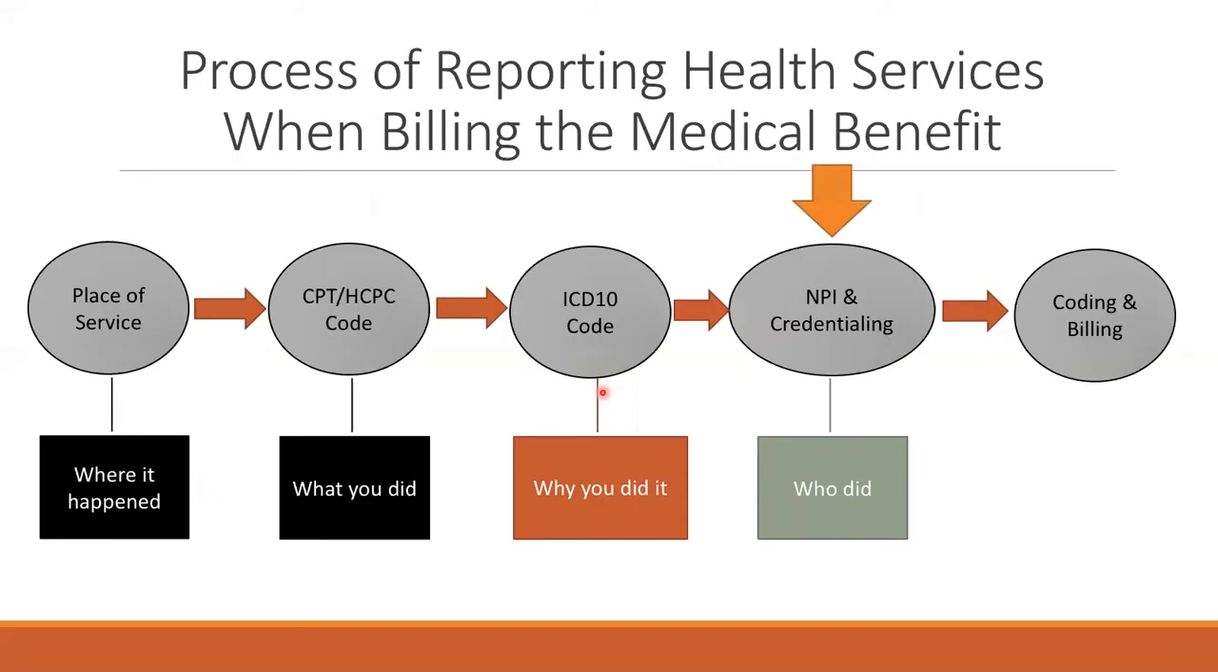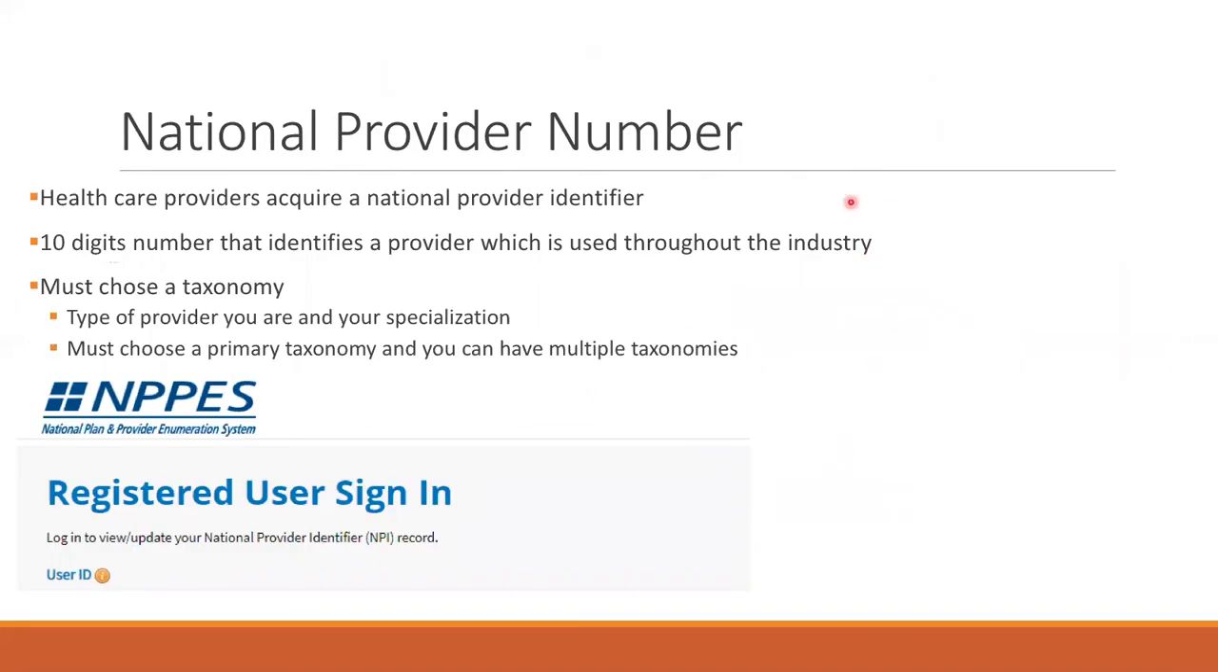So now we've gone through where it happened, what we did, and why we did it. The next step is indicating who did it. So this is your credentialing bucket. Now, the first step to identifying yourself as the pharmacist provider, the rendering service provider, you need to establish your NPI, or National Provider Identification Number.